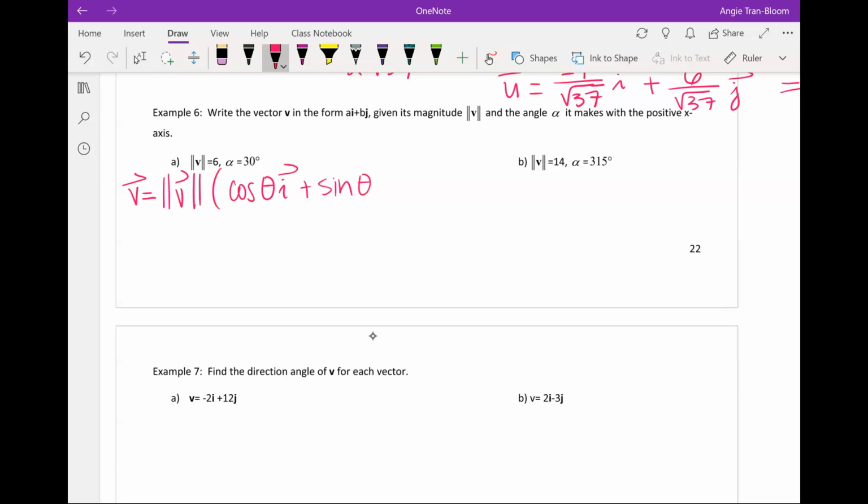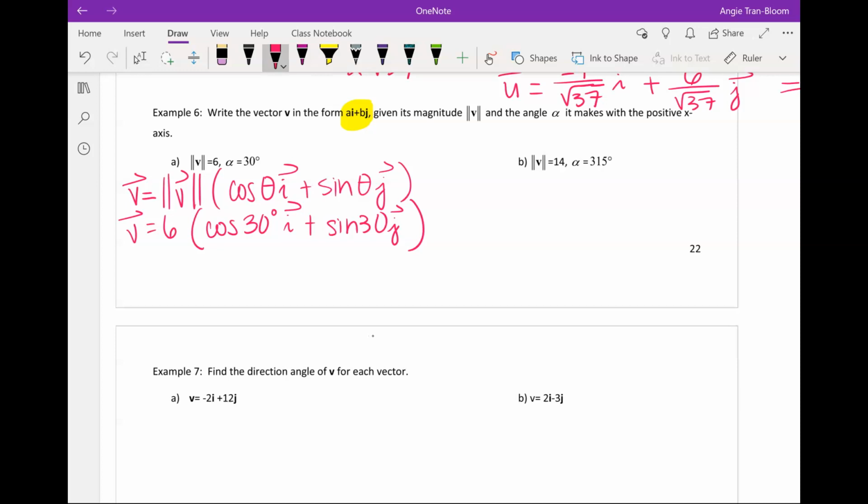Perfect. Good job. Did it give you the magnitude? Yes. What is the magnitude? Beautiful. Cosine. Did it give you alpha or theta or beta? An angle. What's the angle that they gave you? 30. Perfect. Plus sine of 30. No, you may not leave it like that because it doesn't want it like that. How does it want it? In the form of ai plus bj. How do I get a and b?